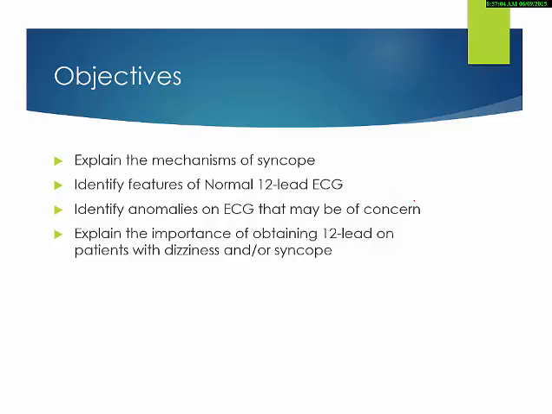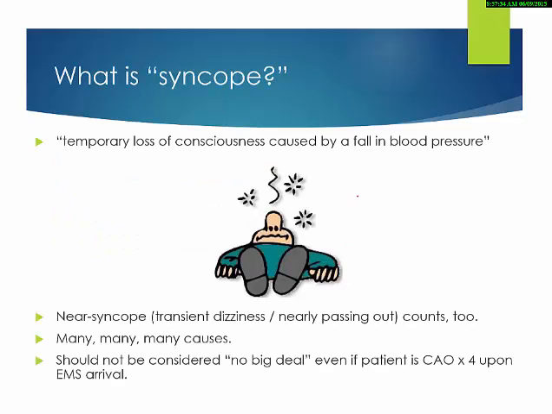Specifically, we're going to deal with 5 presentations on the ECG that might be things that could tip us on to more serious problems. And then we're going to explain the importance of obtaining a 12 lead on patients with dizziness and syncope. Hopefully we'll walk away with a little better understanding of when and why to get the 12 leads here. So let's talk about syncope.